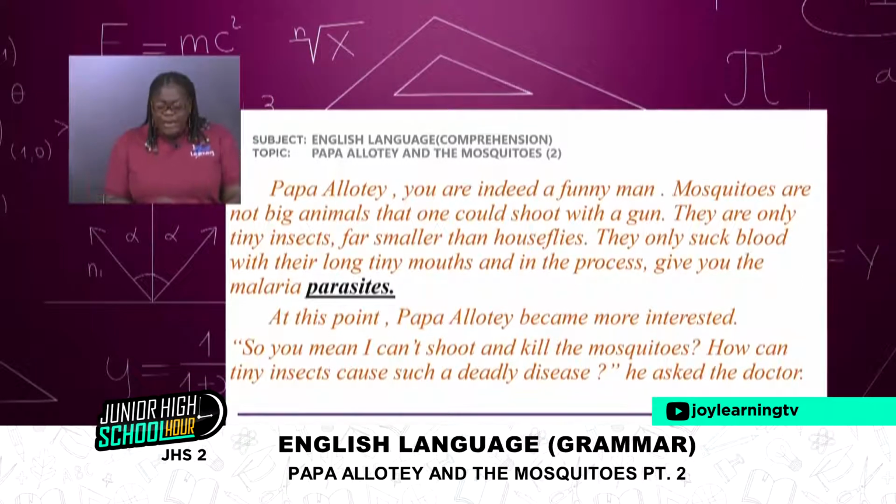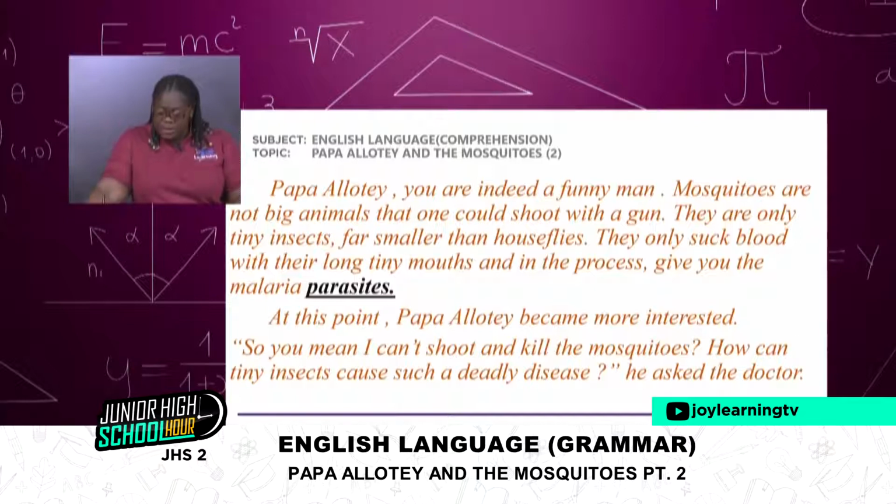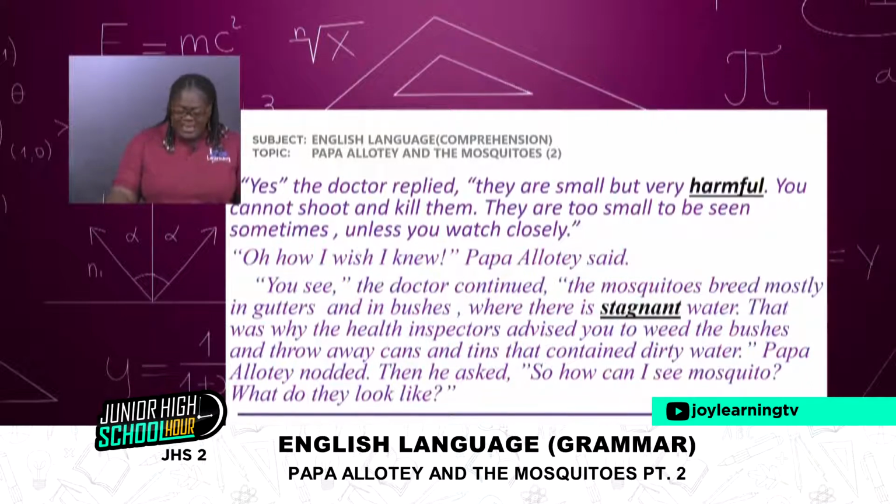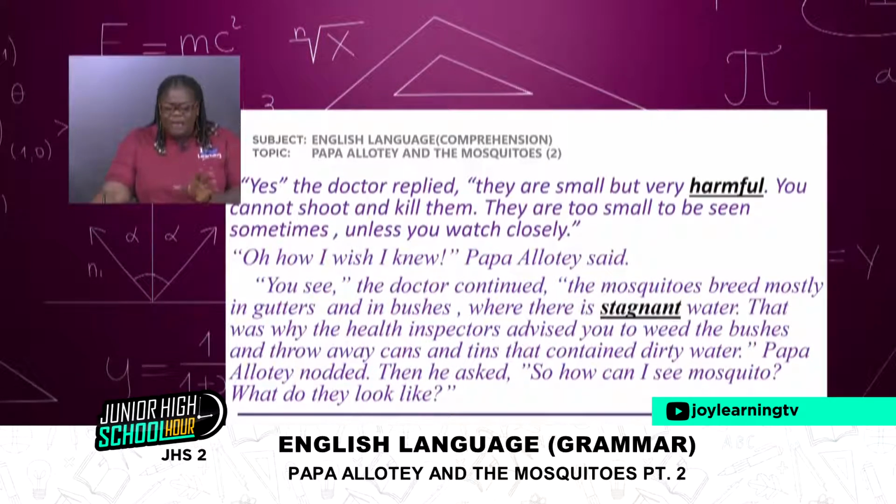So you mean I can't shoot and kill the mosquitoes? How can tiny insects cause such a deadly disease? He asked the doctor. Yes, the doctor replied, they are very small but very, very harmful. You cannot shoot and kill them. They are too small to be seen sometimes unless you watch very closely.